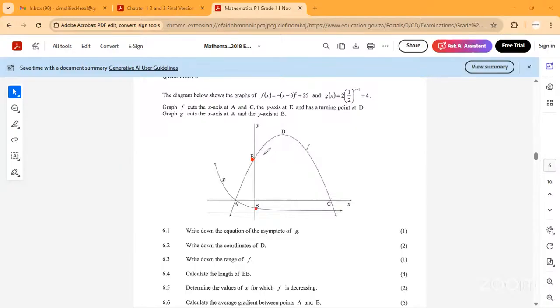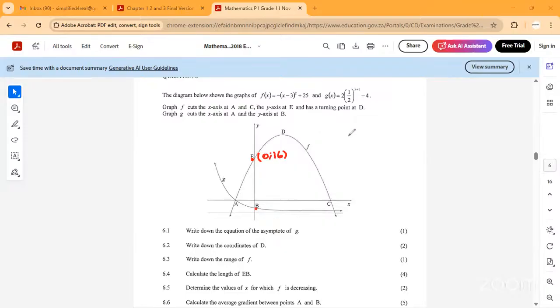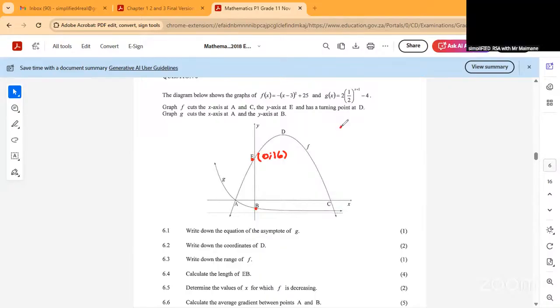I got (0, 16). (0, 16). And what was the process for getting (0, 16)? I made x equal to 0 for the parabola f.